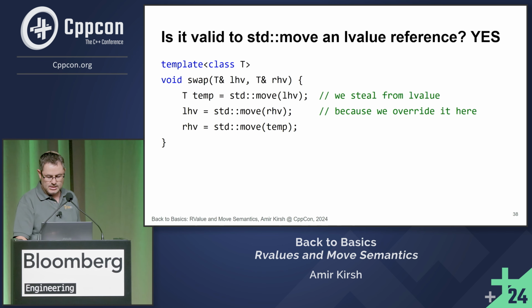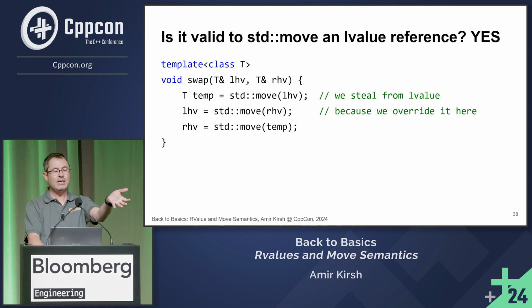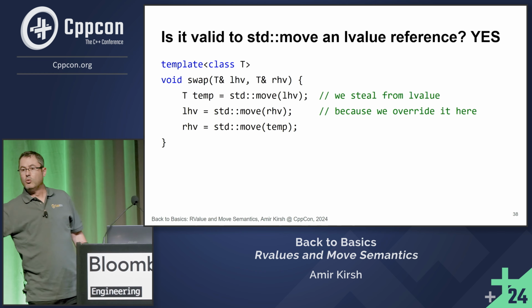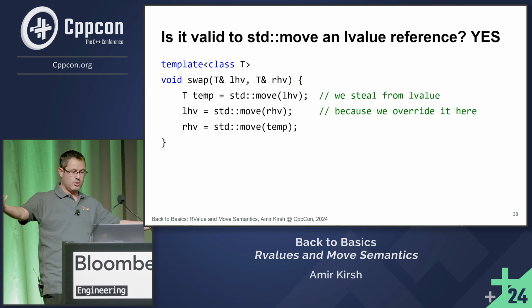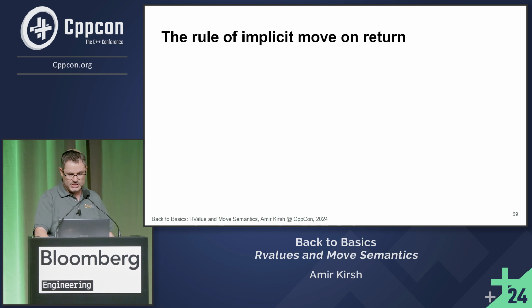Okay, so this is the proper implementation. And yeah, we move from an L value, but don't do that unless you're going to override it with another value, because otherwise the caller who provided the object would get an object that was moved from. No, here it is okay, because I gave you something else, I swapped.